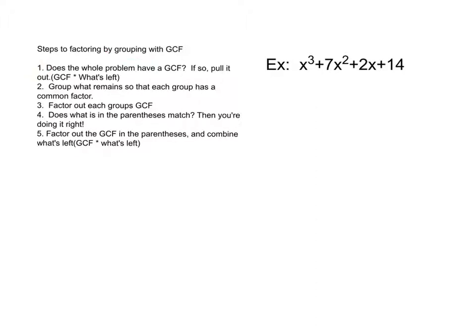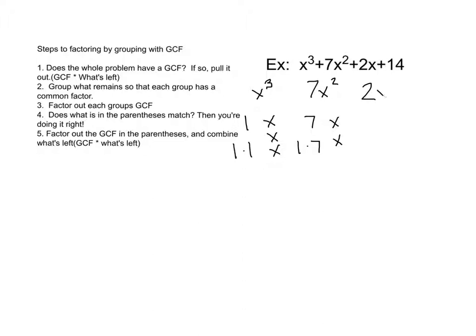When we're looking at factors, we just really need to think about what goes into it. So for our first term, x to the third, we know that our coefficient is 1, and the factors of 1 are 1 times 1. We also know that there's x, x, and x. Our second term is 7x squared. The factors of 7 are 1 times 7. Those are the only things that multiply to get 7. And we have x and x.